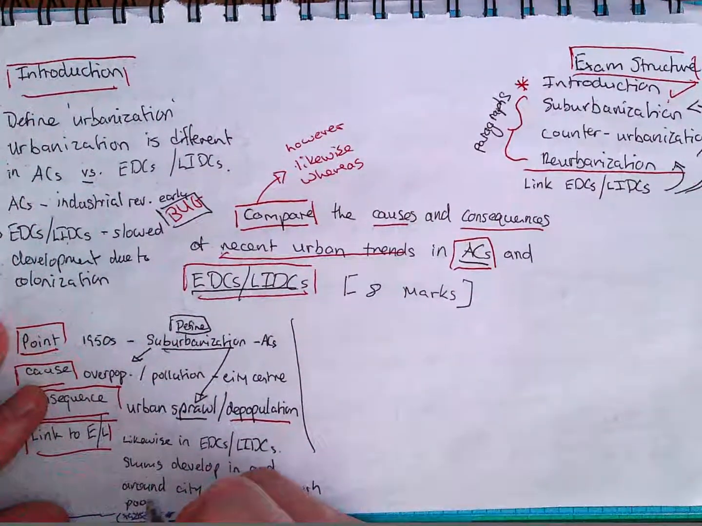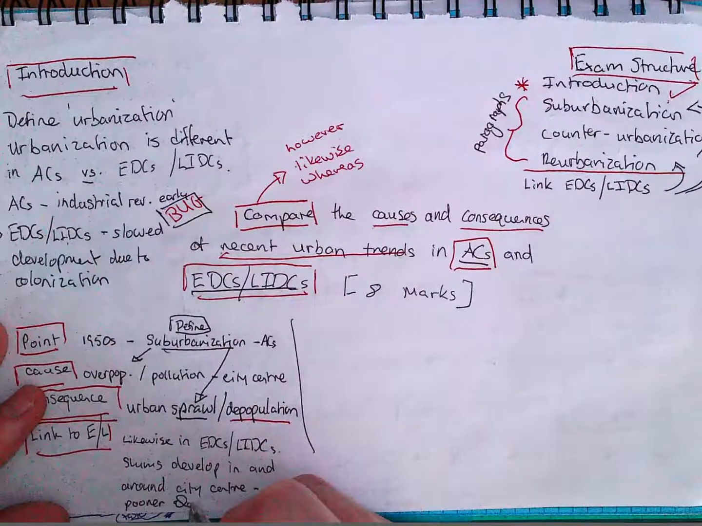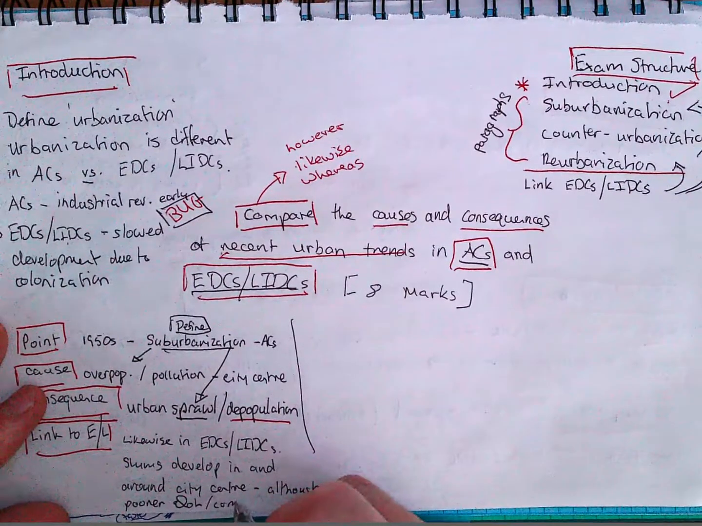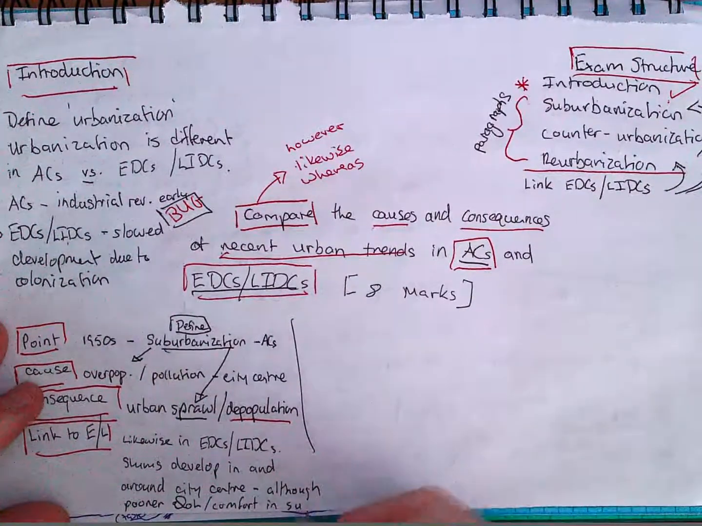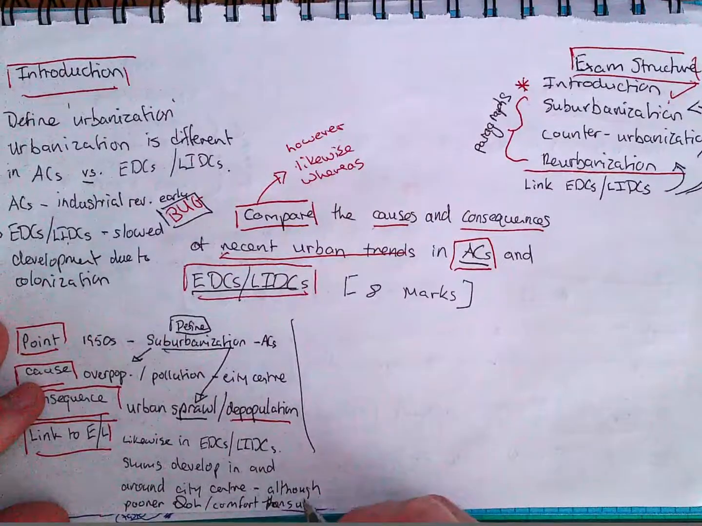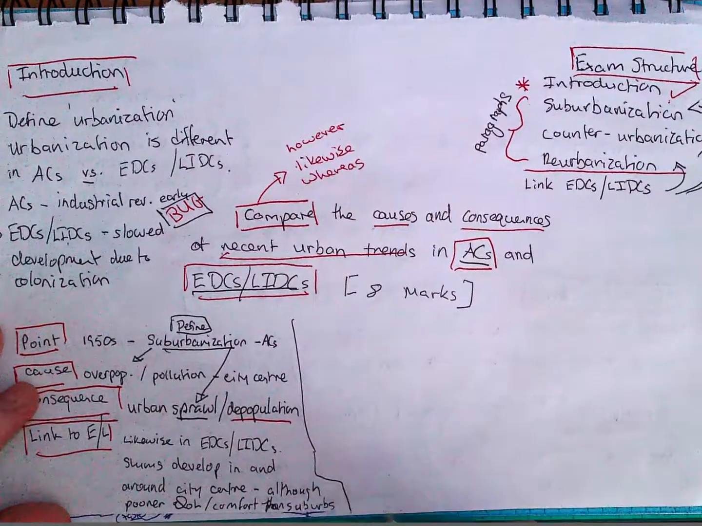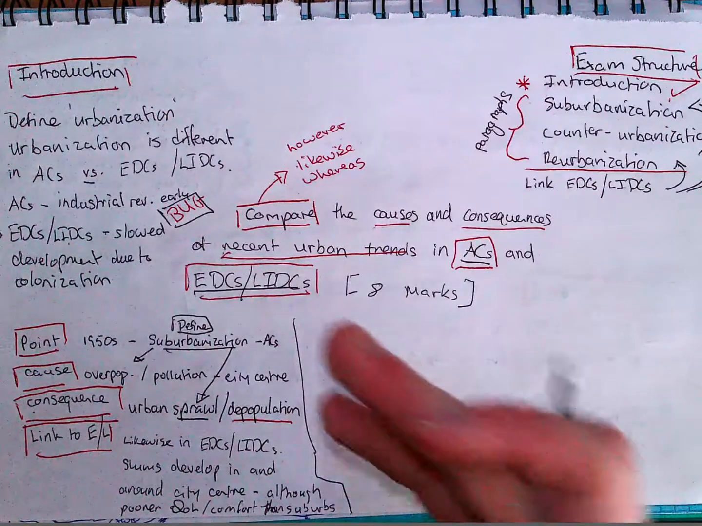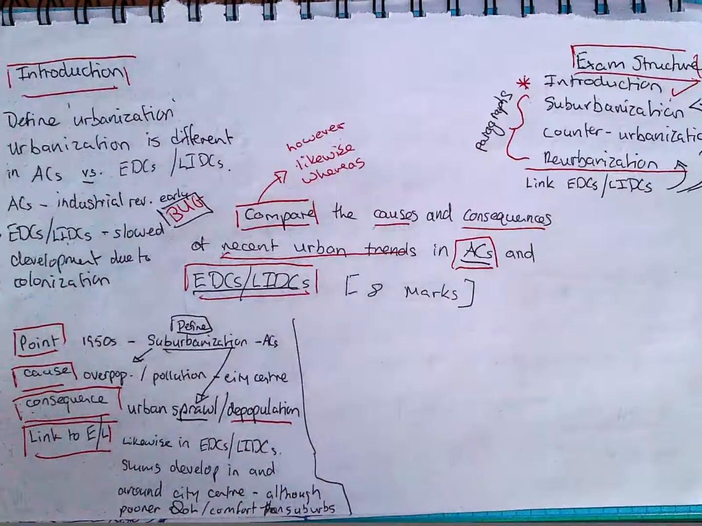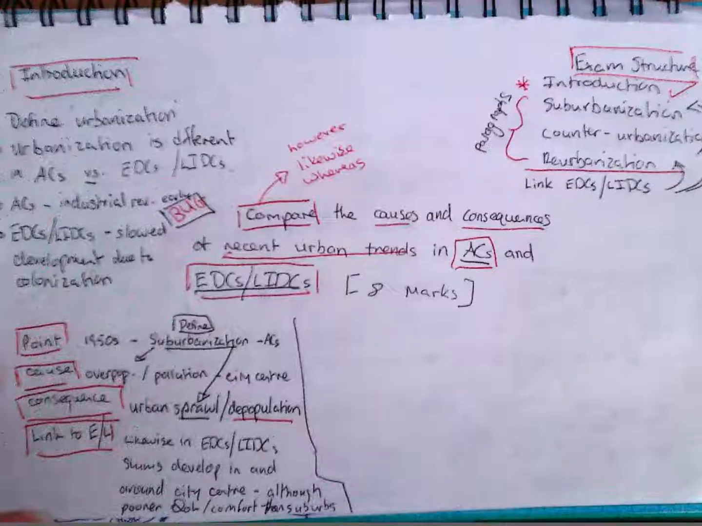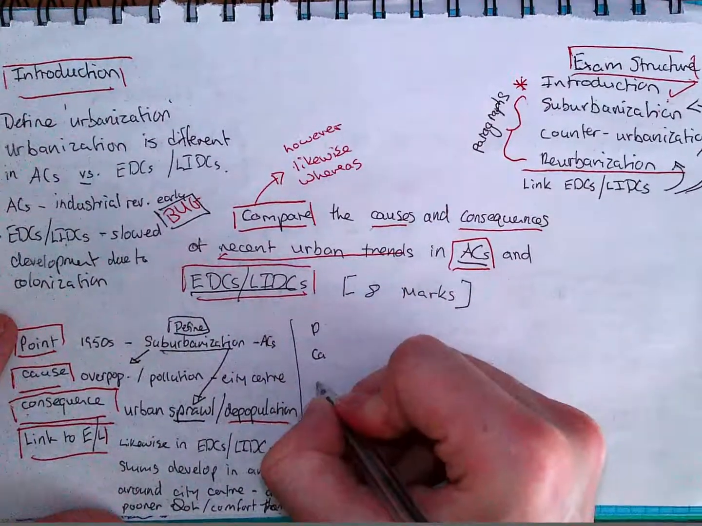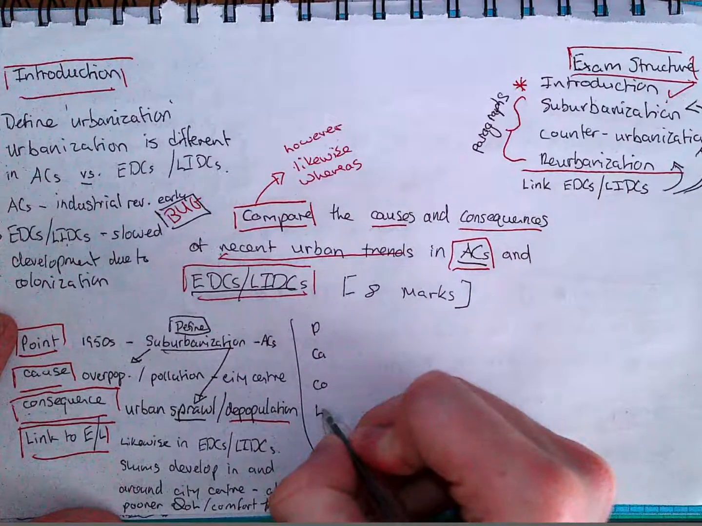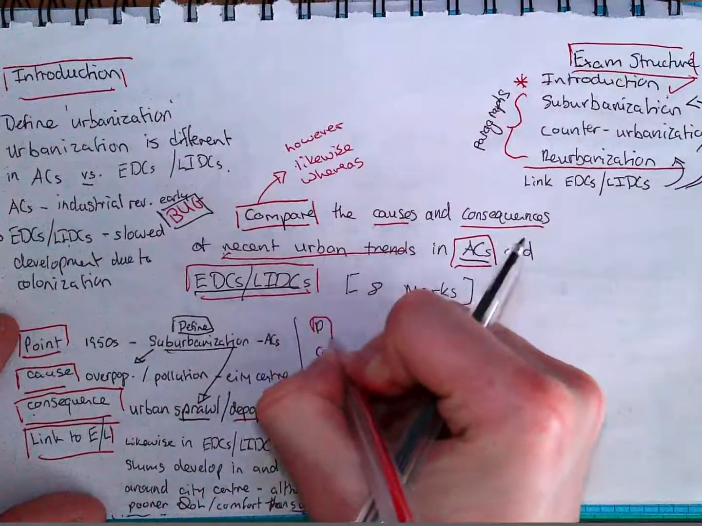So poor quality of life or comfort, you could refer to anything in the suburbs. Okay, so that's a comparative between what's happening in your EDCs and LIDCs and your ACs. And we're going to do that again in the counter-urbanization paragraph. So P for point, CA for cause, CO for consequence, link to EDCs and LIDCs. It's going to be paragraph 2.